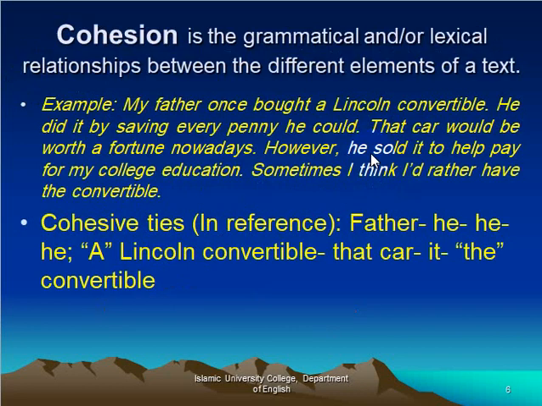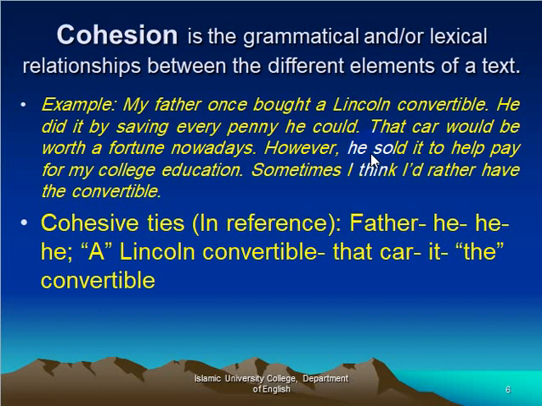First, cohesion. What is cohesion? Cohesion is the grammatical and or lexical relationships between the different elements of a text. It connects the text in terms of grammar and lexicon, in terms of grammatical functions and meanings, to make a sound, meaningful text.